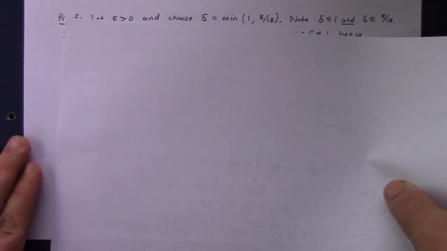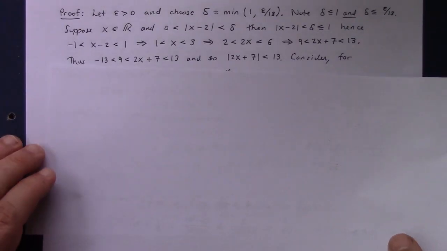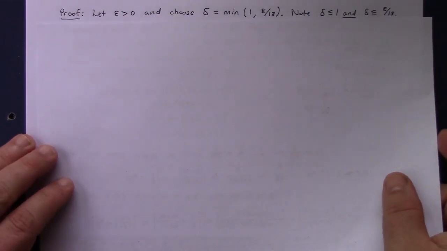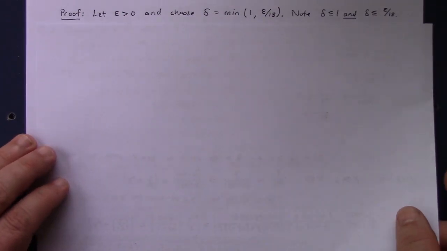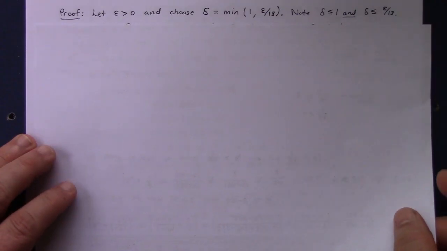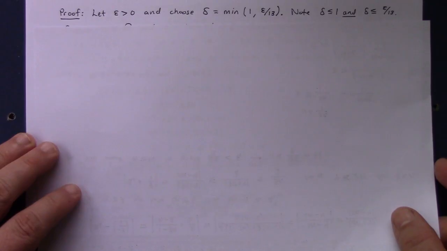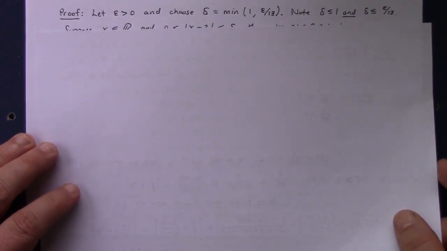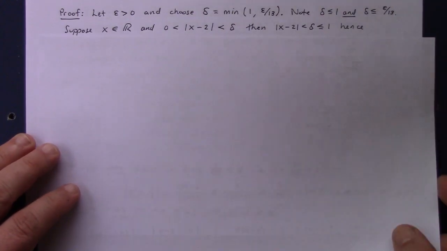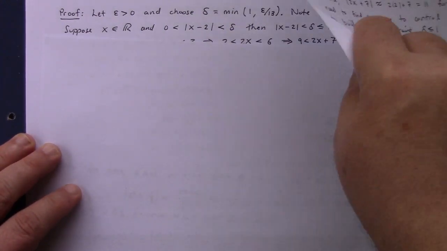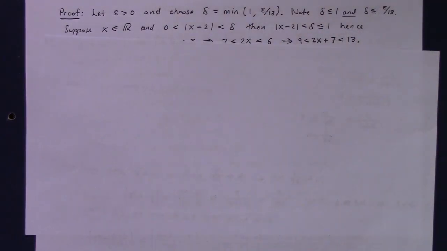Notice, and I keep emphasizing this, that just because I did something in the scratch work doesn't mean I can omit it in the proof. The proof must be self-contained. Here we go. Let epsilon be greater than 0. Choose delta equal to the minimum of 1 and epsilon over 13. If that's the case, that means that delta is less than or equal to 1, and delta is less than or equal to epsilon over 13. We get both at the same time. That's the beauty of the minimum. Oh, man. The wind is upon us. Just a second. All right.